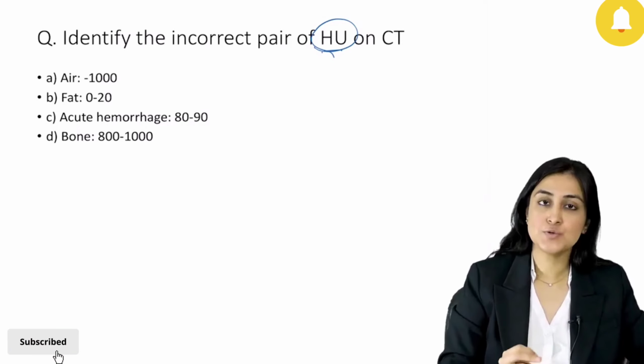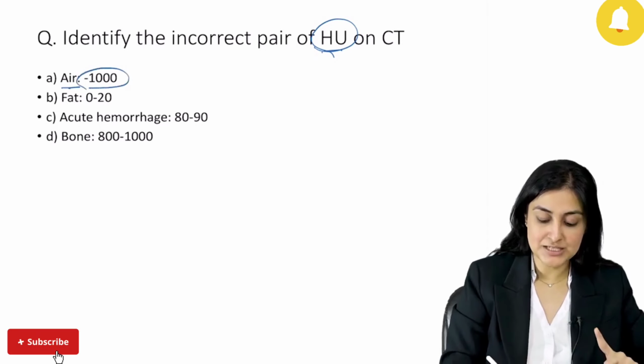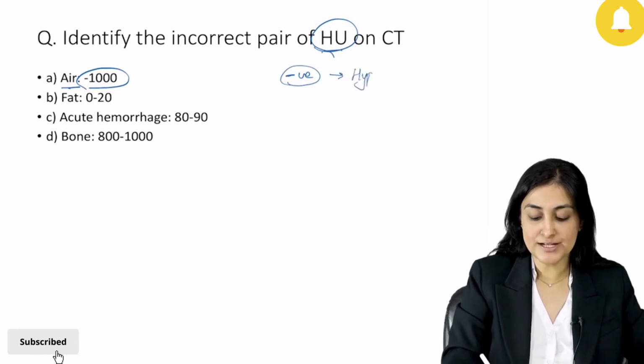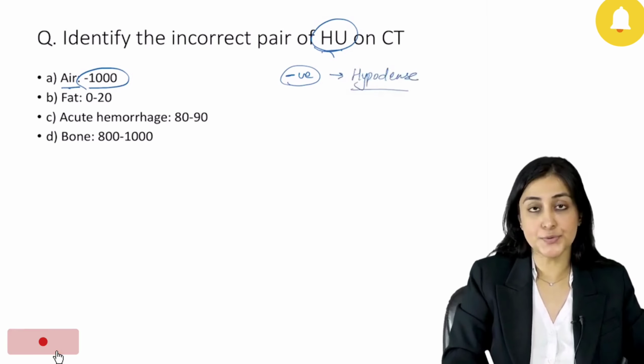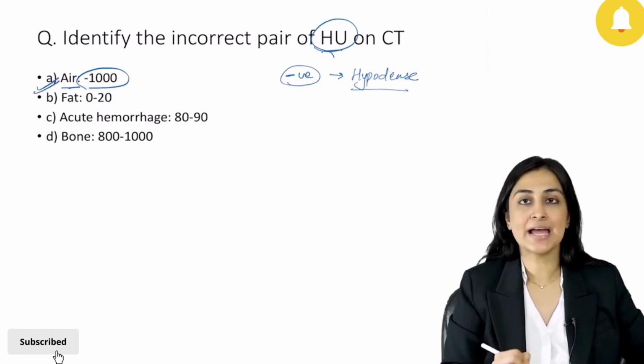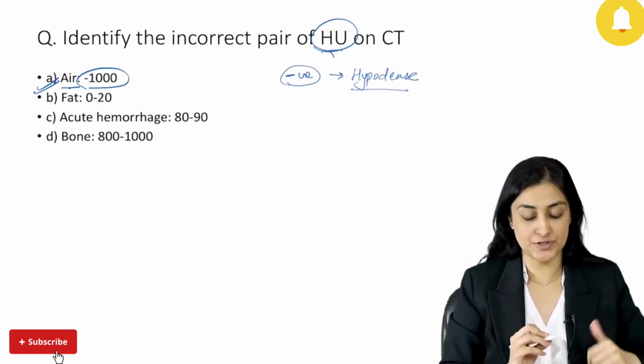So these are the 4 values that we have. Air, yes, it is the blackest. Anywhere you see a negative HU, that means it's going to be hypodense. It's going to be black in general terms. So air is the blackest thing that you will see. It's the most hypodense thing. It is definitely minus 800 to minus 1000.